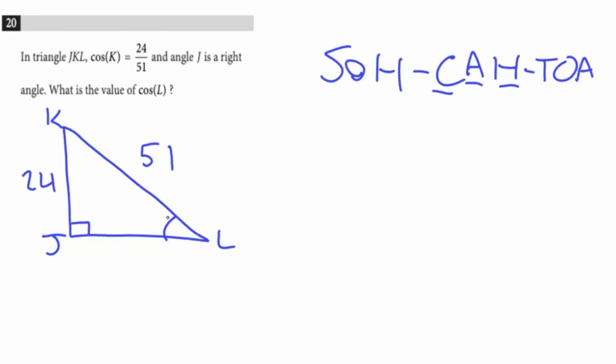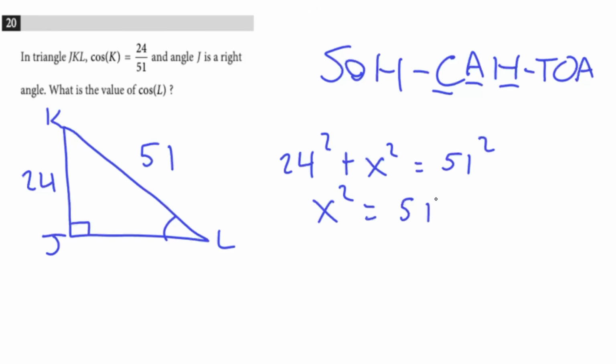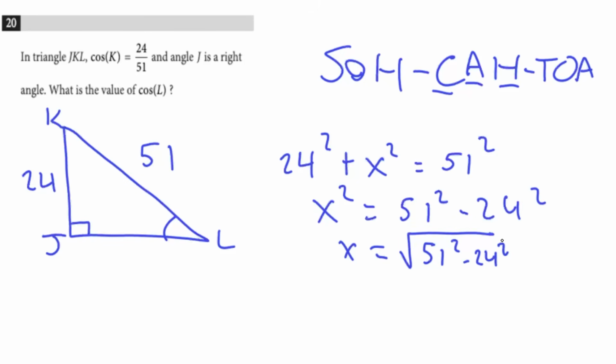So the way we're going to do that is we have to use our Pythagorean theorem to get this side. So if we do that, 24 squared plus, we'll call it x squared, equals 51 squared. And then if we solve for x, we'll get x squared equals 51 squared minus 24 squared. So x will equal the square root of 51 squared minus 24 squared. If you put that in your calculator, it's going to come out to 45. So that's awesome. We now know that this side is 45.